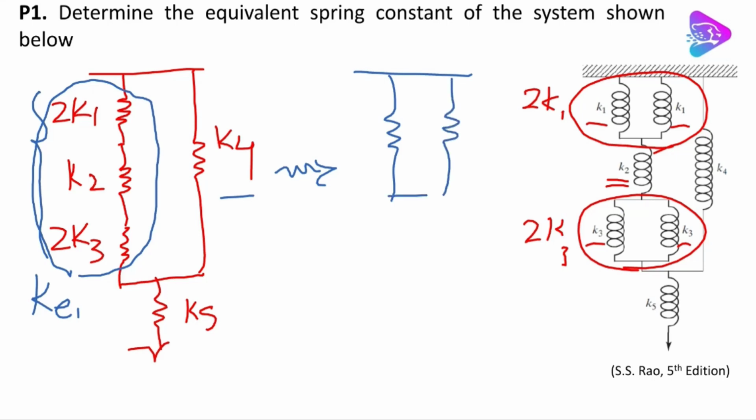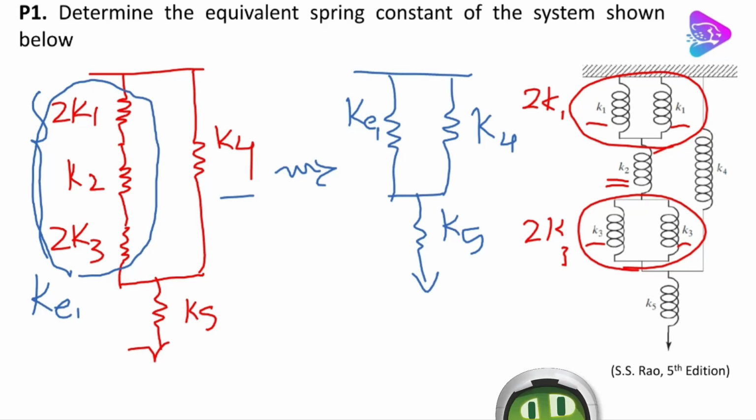We have K4 and KE1, and then they are connected to K5. So we need to find KE1, and then we can continue on finding the equivalent stiffness of the system. So what is KE1?